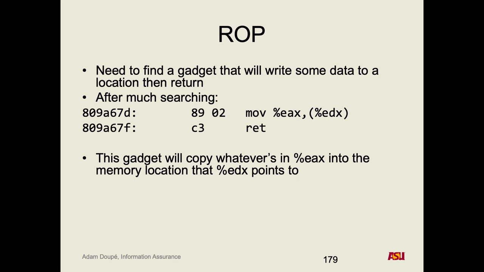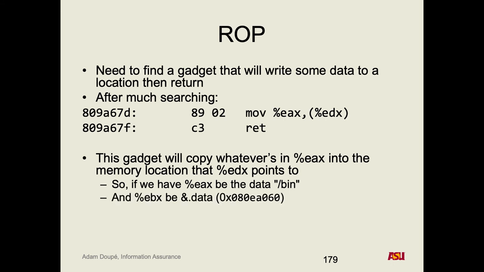So we can do something very nice. Let's say we have the register EAX be the data "/bin", and we have EDX be the address of data, 080EA060. Then after we execute this gadget, we will have copied "/bin" to this memory location. So we're trying to build up and be able to write the string "/bin/sh".